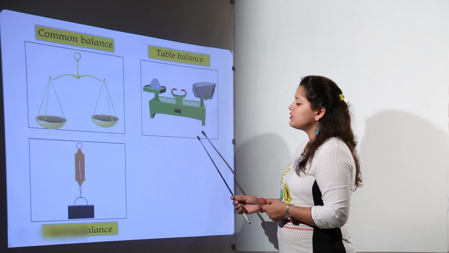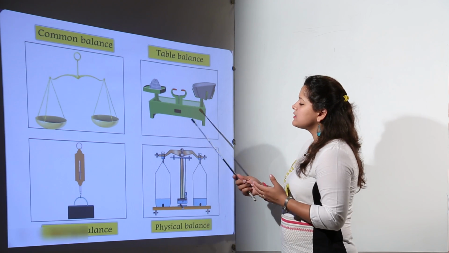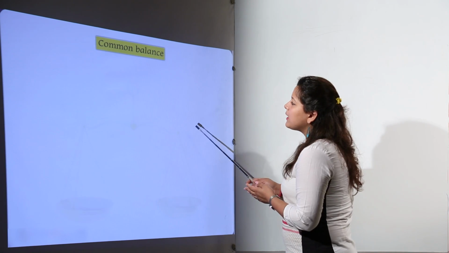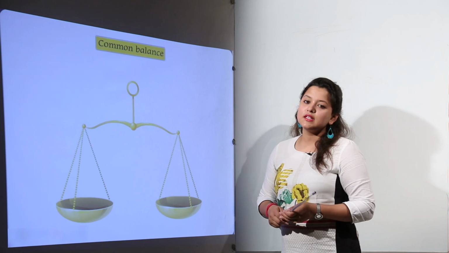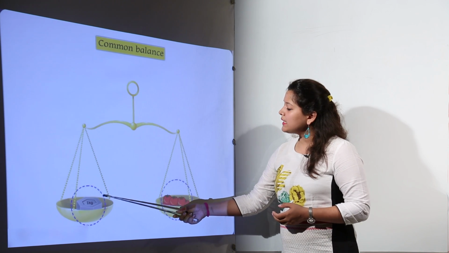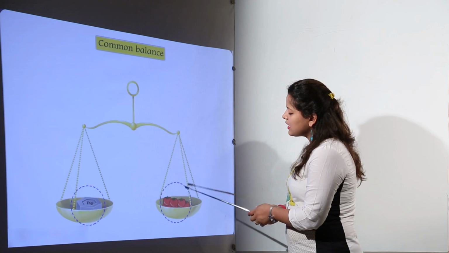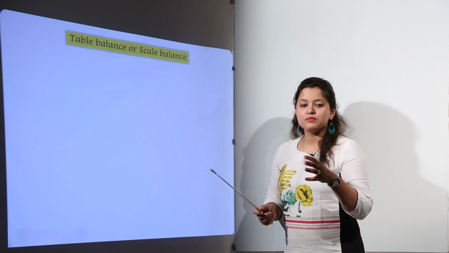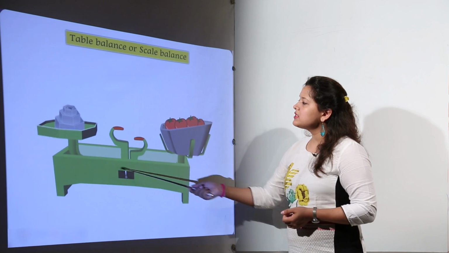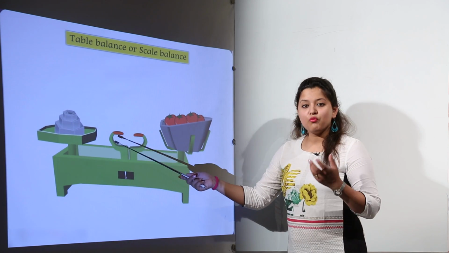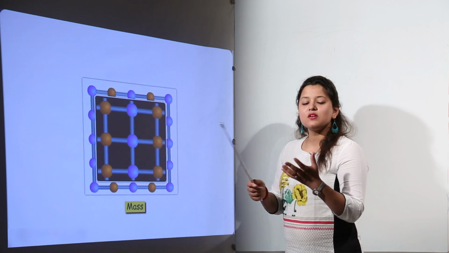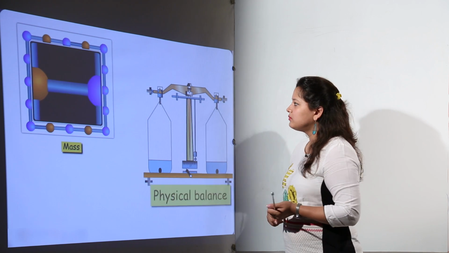We have different measuring instruments: the common balance, the table balance, the spring balance and the physical balance. We can observe the common balance generally with vegetable sellers. These days what they do is put the weight on one side of the common balance and put the quantity to be measured on the other side like this, and when it becomes equal they give you the measured quantity. Similarly, on the same principle we have a table balance, putting the weight on one side and the quantity on the other side.